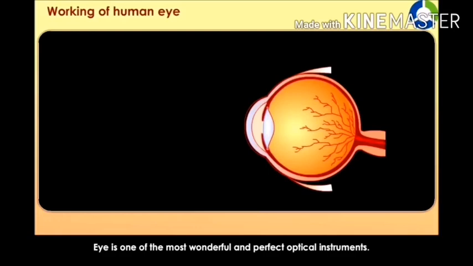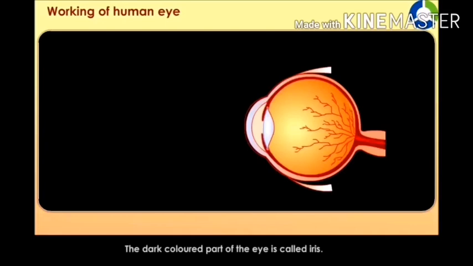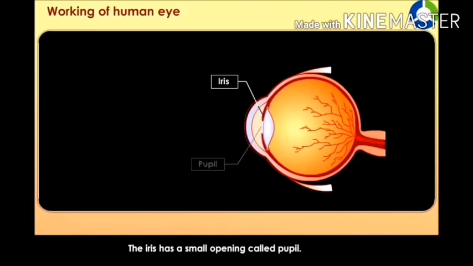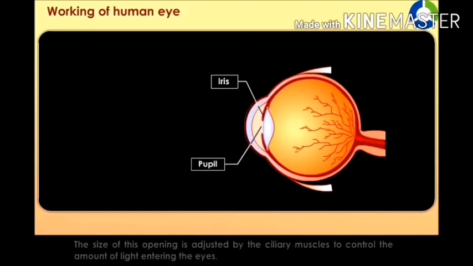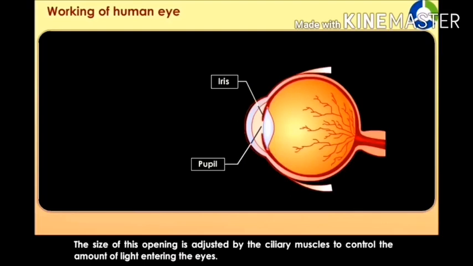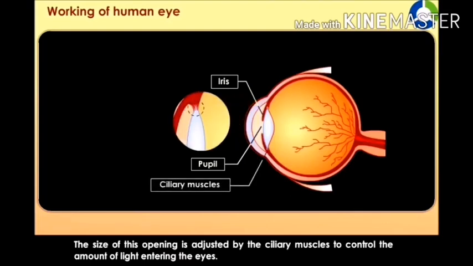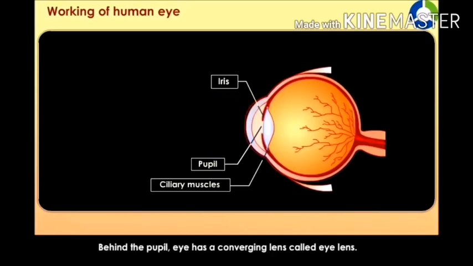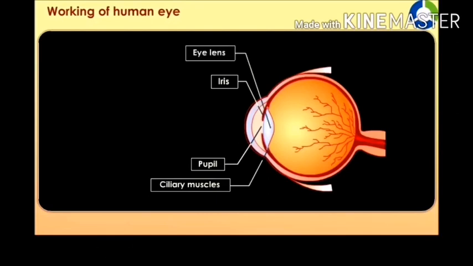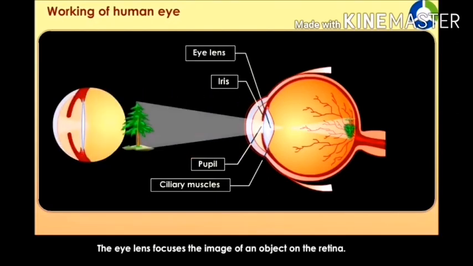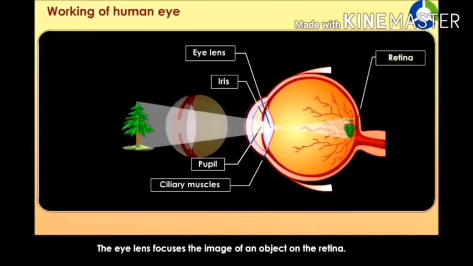The eye is one of the most wonderful and perfect optical instruments. The dark-colored part of the eye is called the iris. The iris has a small opening called the pupil. The size of this opening is adjusted by the ciliary muscles to control the amount of light entering the eye. Behind the pupil, the eye has a converging lens called the eye lens. The eye lens focuses the image of an object on the retina.